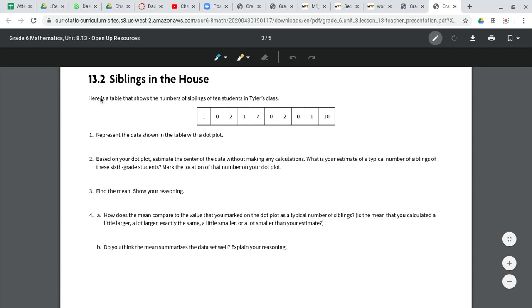So siblings in the house. Here's a table that shows the number of siblings of 10 students in Tyler's class. So we've got 1, 0, 2, 1, 7, 0, 2, 0, 1, 10. So we want to represent the data shown in the table with a dot plot.